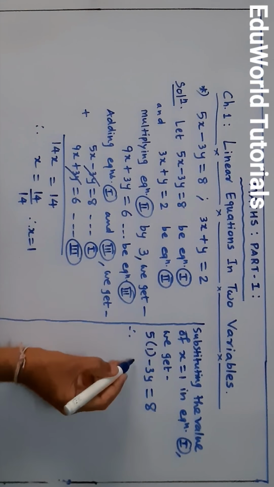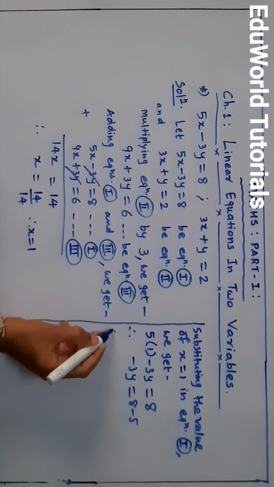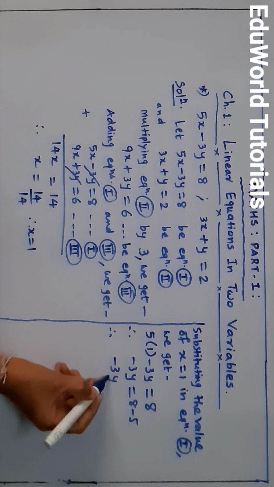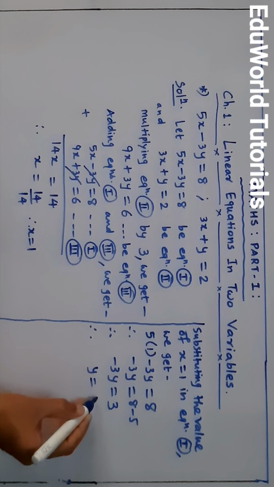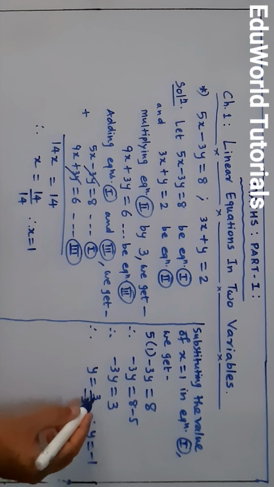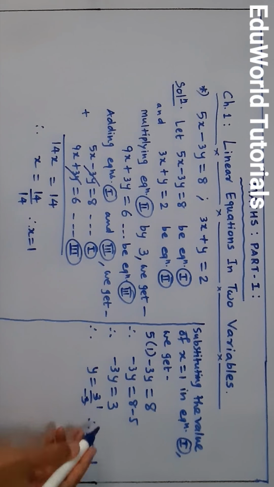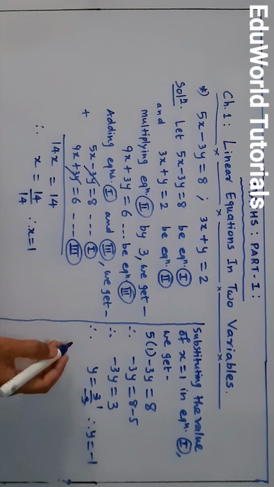Therefore, 5 ones are 5. So minus 3y is equal to 8 minus 5. Therefore, minus 3y is equal to 3. Therefore, y is equal to 3 upon minus 3. Therefore, y is equal to minus 1. The 3s get cancelled, but the minus sign is left. So the value of y is minus 1.